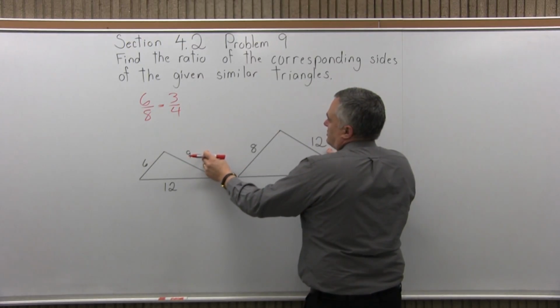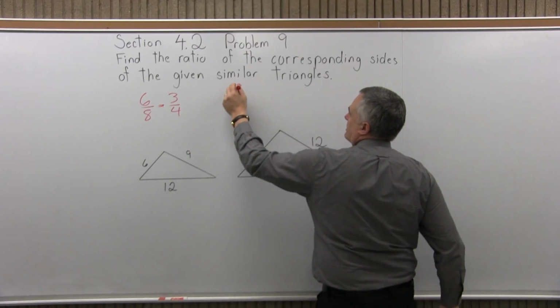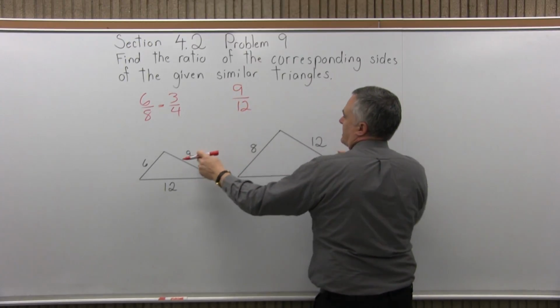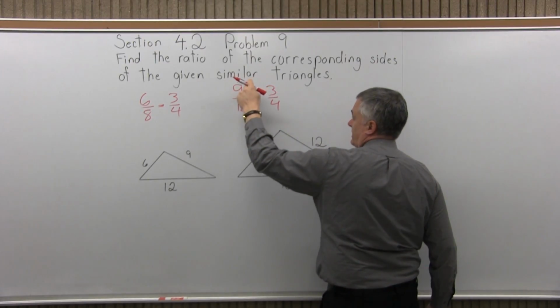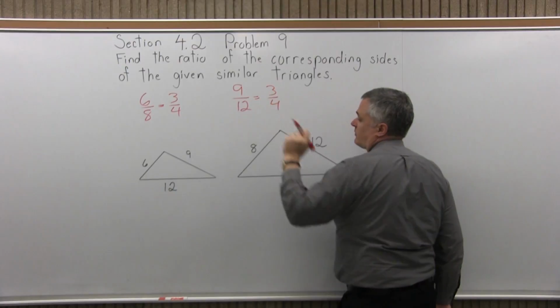Let's say instead we decide to do right side to right side. So from the first triangle, it'd be 9 to 12 for the second one. That can also reduce to 3/4. Divide 9 by 3, get 3. Divide 12 by 3, get 4.